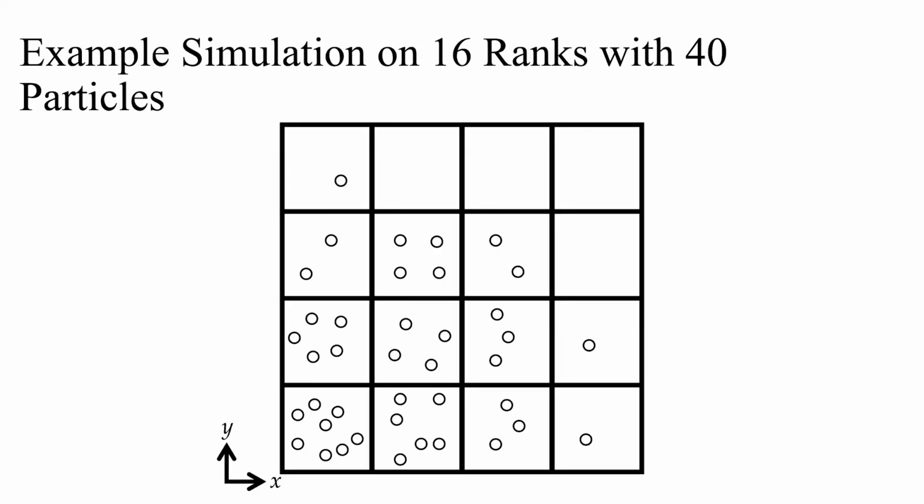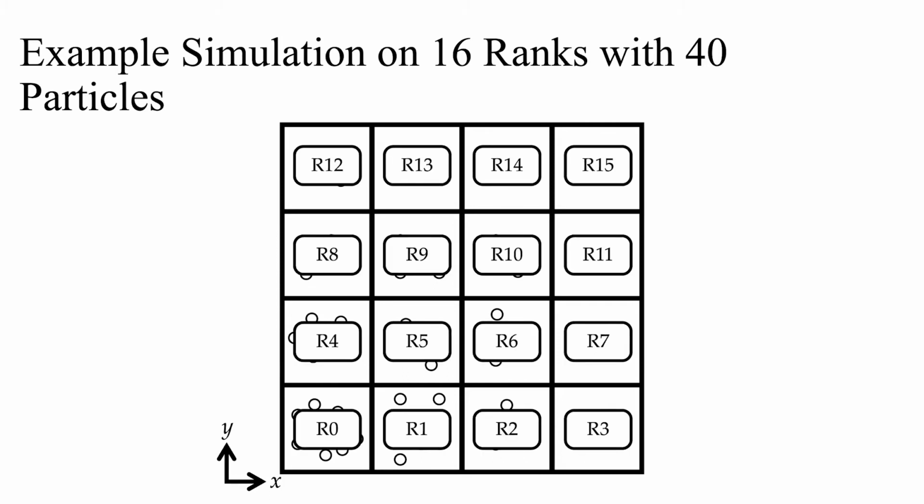I'll discuss how our aggregation strategy works through an example. Here we have a simulation with 40 particles on 16 ranks. And again, note that the particle distribution is non-uniform in that the number of particles vary, and it's not possible to bound only the ranks with particles with a box. So the adjustable uniform grid assumptions are violated here. And the ranks are numbered from bottom left to top right.